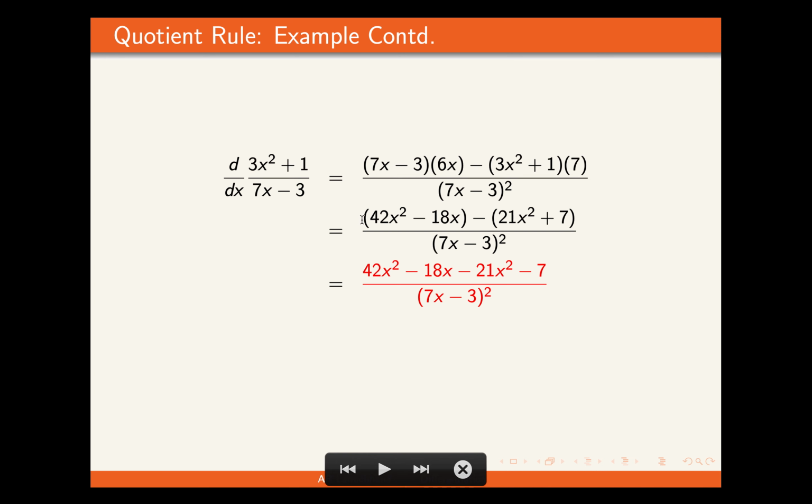Here we just have the positive 1, so no problem with that, we can write it down as it is. And we have like terms that we can combine. So 42x squared, and then we have negative 21x squared, and when we combine we get 21x squared. The rest of the terms are unlike terms, so we can just carry them over, and on the denominator we can just leave it like that.